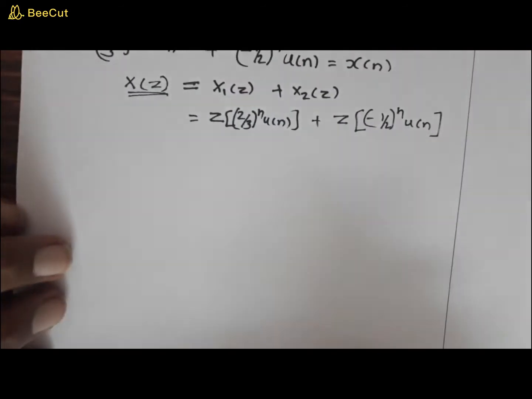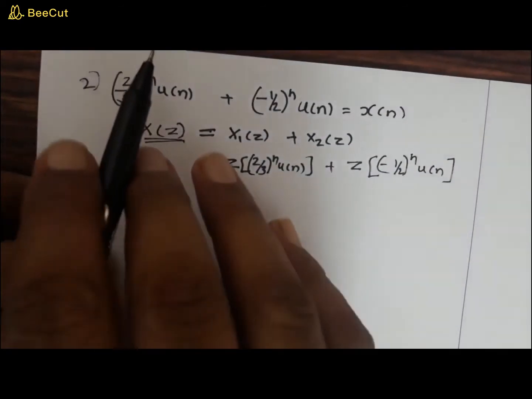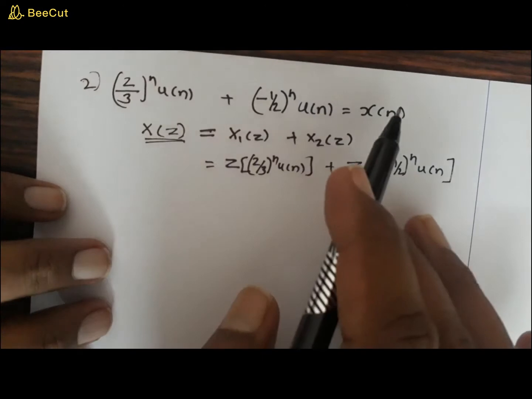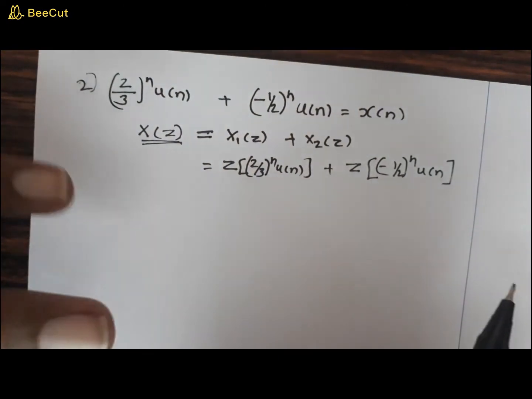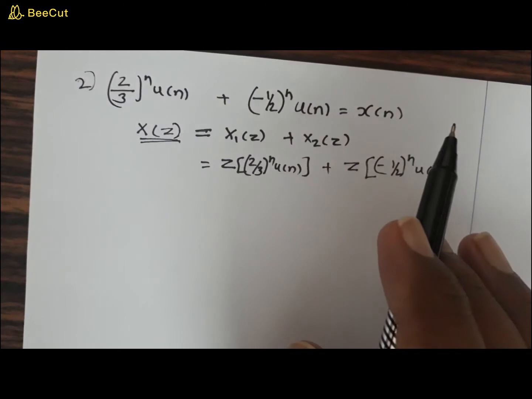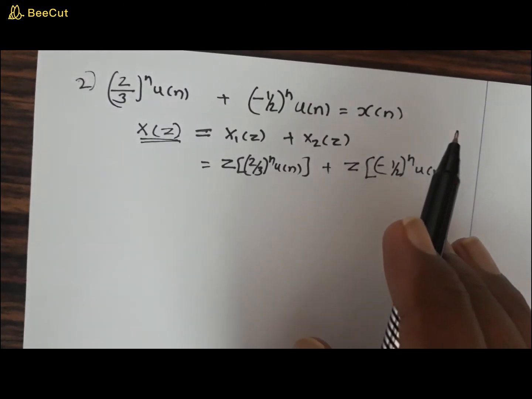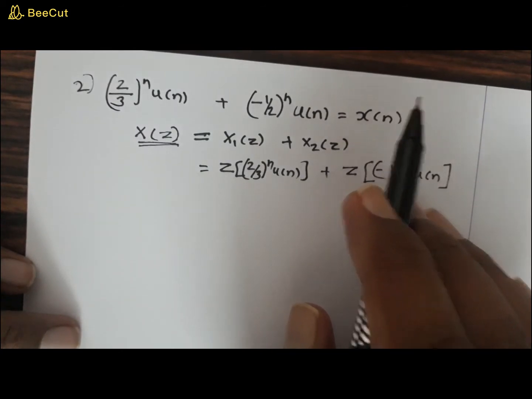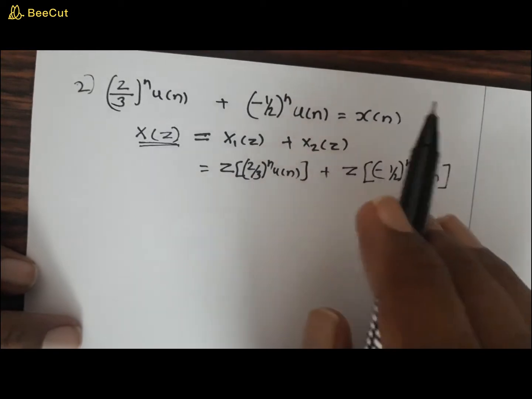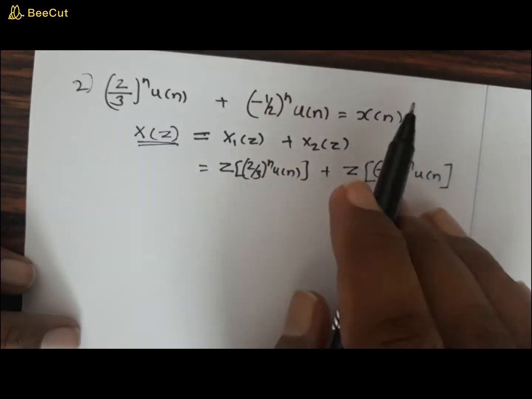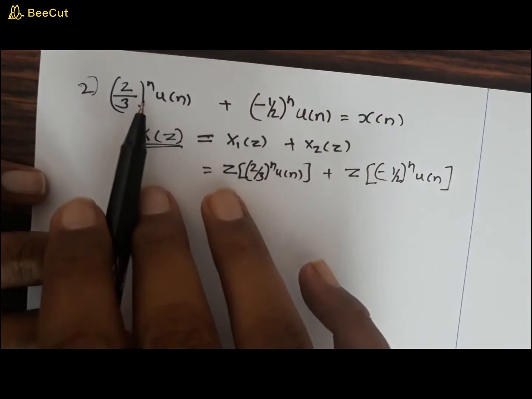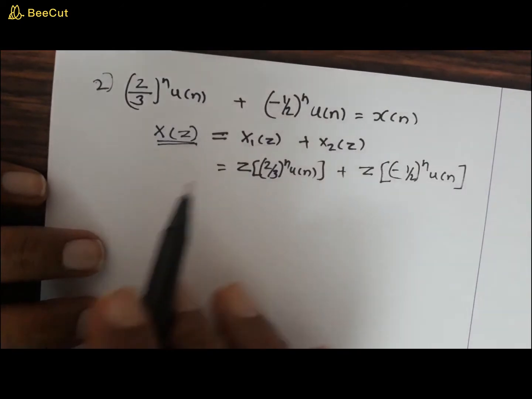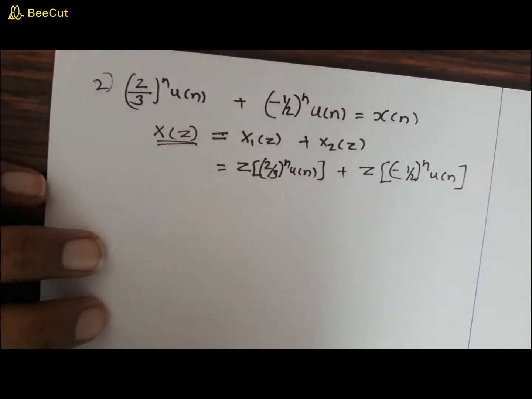Now before going on to that, let's again look at the question. This question is actually a combination of two causal sequences. That means the resulting x of n is also going to be causal. That means it will have values only for positive values of time, that is, it is defined only for the values 0, 1, 2, 3, etc. On the negative time, that is for minus 1, minus 2, etc., this particular signal is 0 because the two components got multiplied by u of n. So when you find x of z, what must be its ROC?